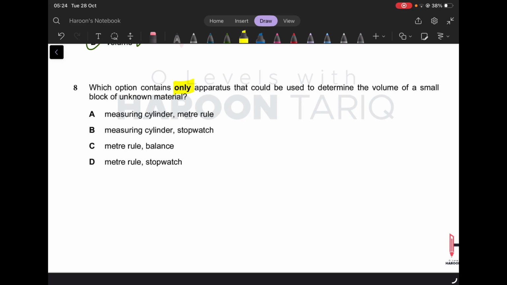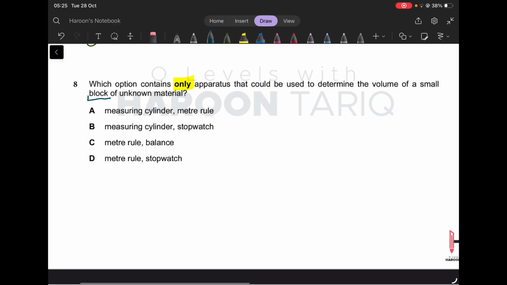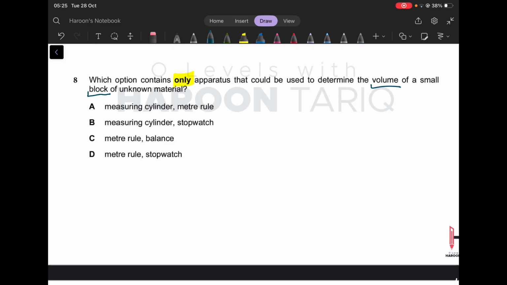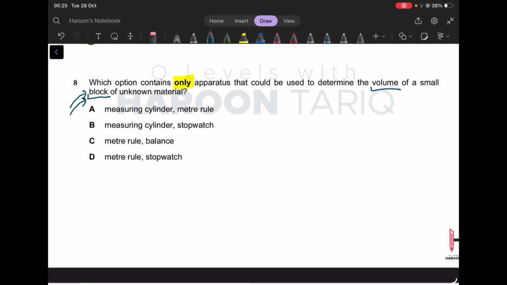Which option contains only the apparatus that could be used to determine the volume of a small block of unknown material? This is emboldened as well. So we have a block and we want to find its volume, of course. If it is a regular shape, we need the length measuring tool, and if it is an irregular shape, we need the measuring cylinder, right? But this is a block. A block can be in a cuboid shape or in a cube shape, so we can use a meter rule for it as well. So we are looking for a meter rule and a measuring cylinder, so A has to be the correct answer. It has both options.